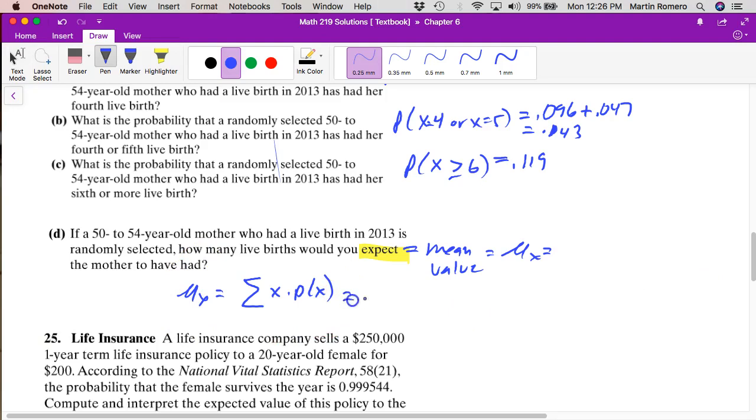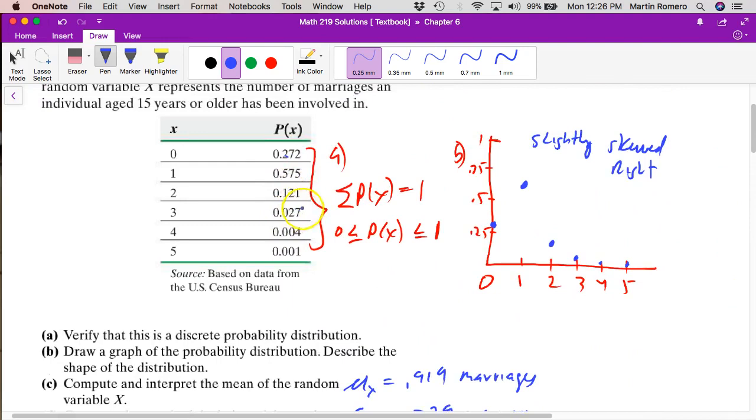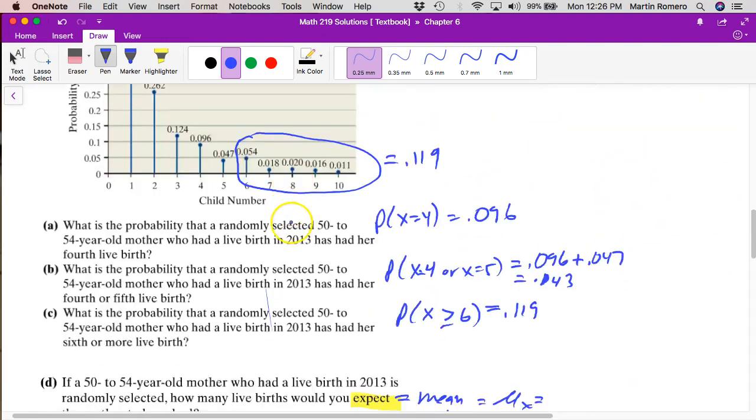Or if you use StatCrunch, 2.731. What you would have to do is enter these in like we did on this problem right here, and then you could calculate the mean.